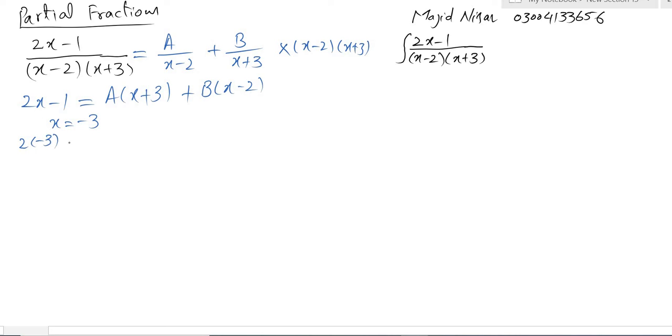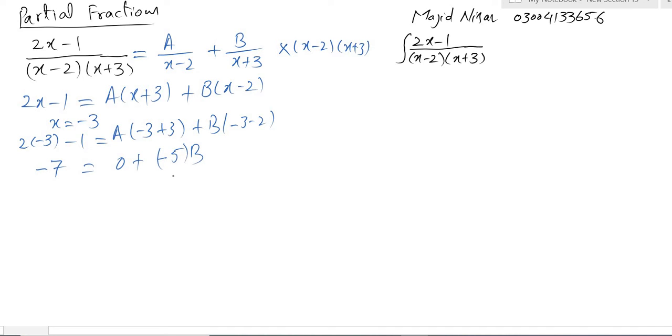2 into minus 3 minus 1, we have replaced this x by minus 3. Put minus 3 here. Now b times minus 3 minus 2. So 2 times minus 3 is minus 6, and minus 6 minus 1 is minus 7. Minus 3 plus 3 is 0, and 0 times a is 0. So minus 3 minus 2 is minus 5. We can write minus 5 times b.